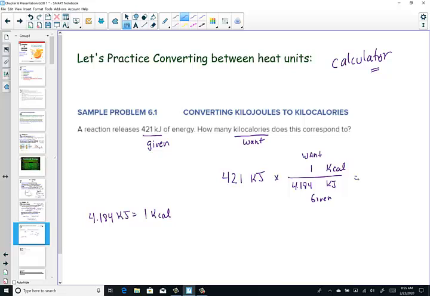So this looks like a divide by problem. And let me pull my calculator out. Let's hit this together. I have 421 divided by 4.184. And my screen reads 100.621 and it goes on and on and on. Let's consider sig figs. I have 3 sig figs here. So my answer should also have 3 sig figs. So I'll round to 101 kilocalories. That's not too bad, is it?